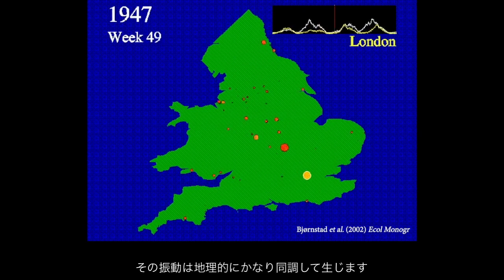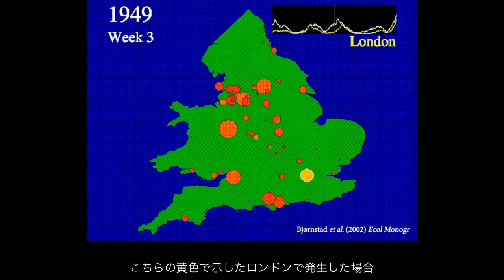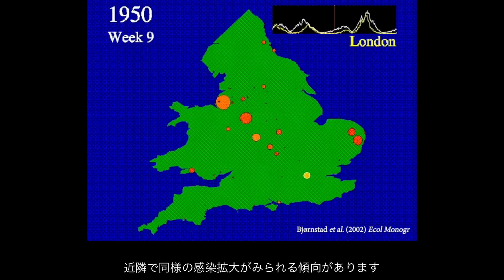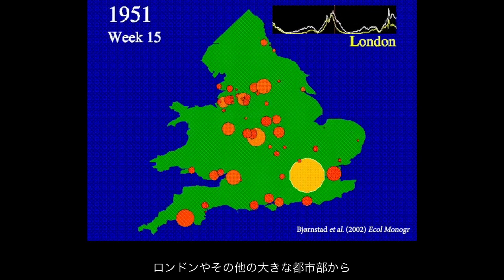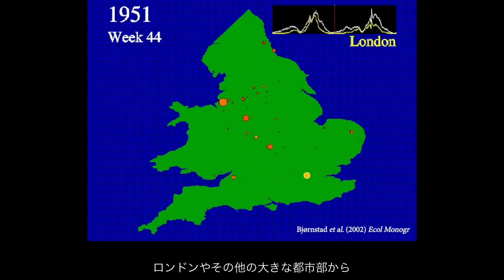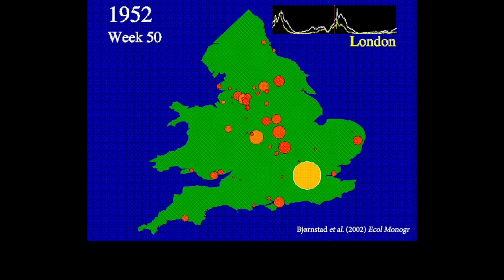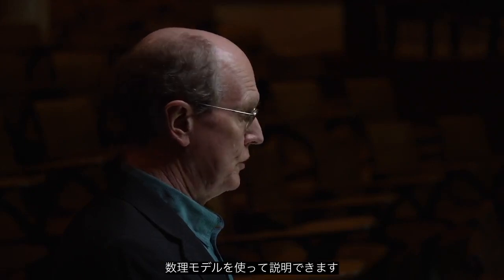The cycles are fairly synchronized geographically. For example, when there's an epidemic in London, shown here in yellow, there tend to be similar outbreaks nearby. We can also see some evidence of waves of infection moving away from London and other large cities. We can explain many of these patterns using mathematical models.